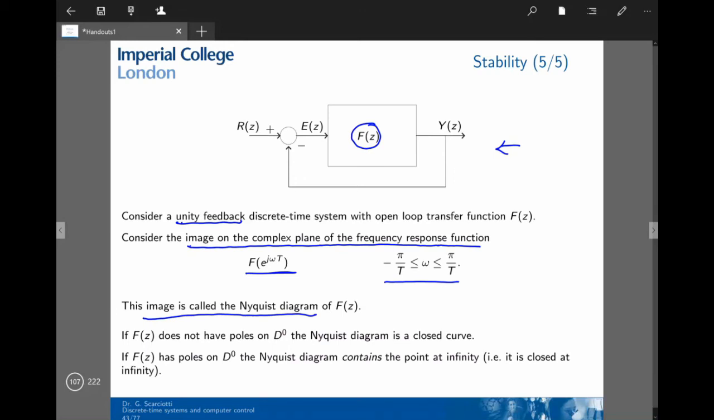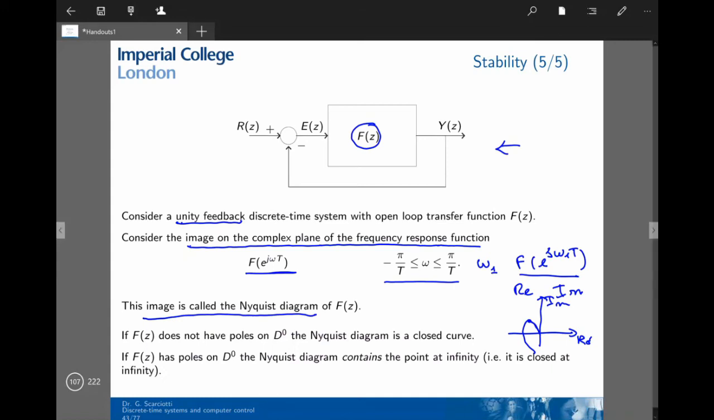So what does it mean, the image of the frequency response? It means that we can select one point, omega 1, and then for omega 1, we compute f of e to the j omega 1 T. This is a complex number that will have a real part and an imaginary part. We sketch that real part and imaginary part on the complex plane, and we get a point here. Then we take another point and so on, and we will get a graph that can be something like this. So this is basically the Nyquist diagram.